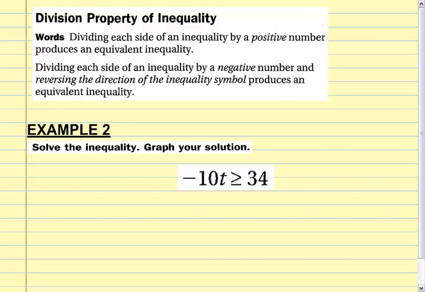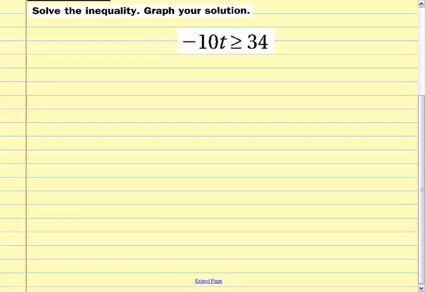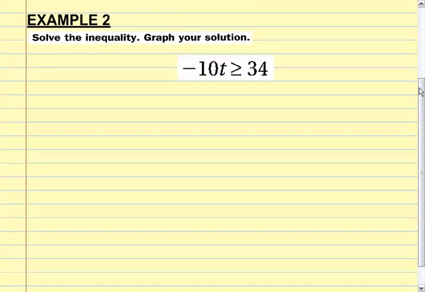Now, example number 2 says, solve the inequality, graph your solution. What does it mean to solve, Peyton? Get the variable by itself. John D, is it by itself? No. What's happening? They multiply by negative 10. Okay, so how do I undo that? By dividing by negative 10. Now what do I do? You divide negative 2 by negative 10, right? Yes, right. Okay, good. Good job, John D.